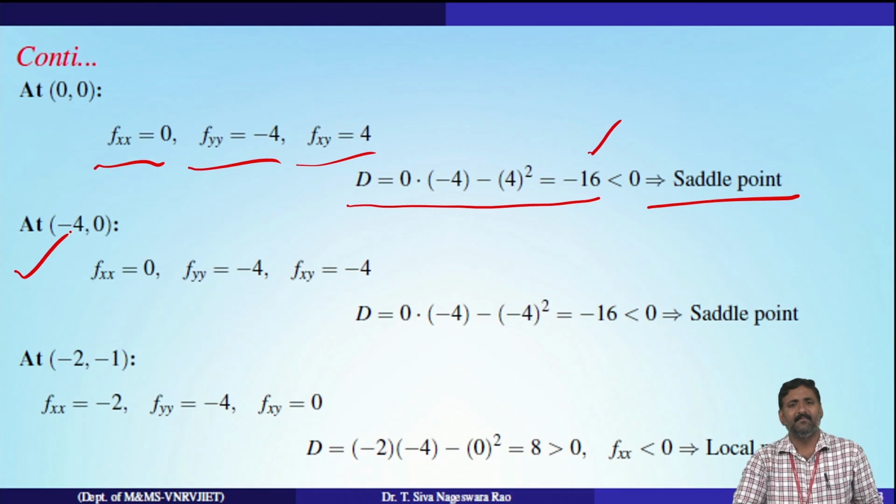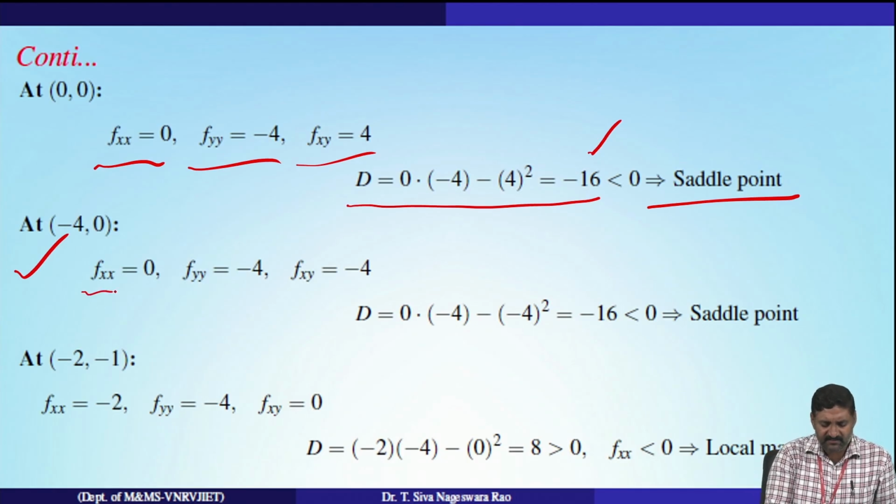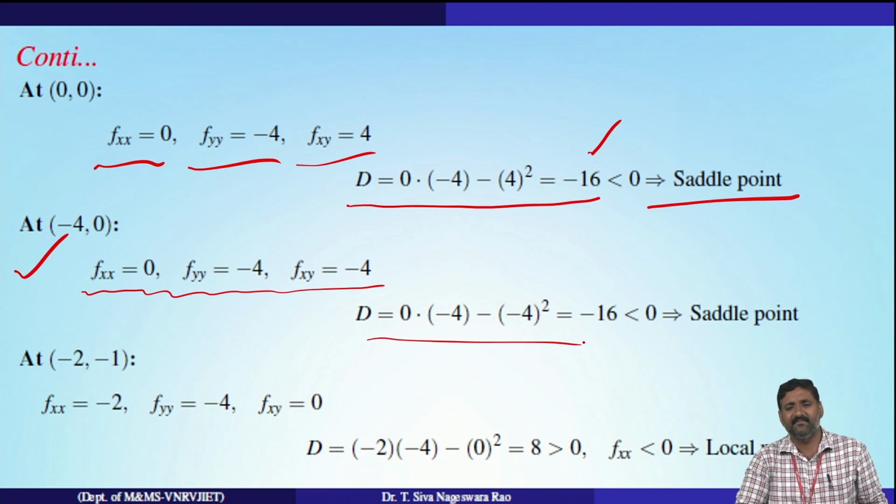Coming to the second point, (minus 4, 0). Substitute x with minus 4, y with 0 in all second order partial derivatives like fxx, fxy, fyy. So, after substituting these points into second order partial derivatives, you will have these numerical values. Next, immediately calculate D value. Again, we are getting the answer as minus 16. So, D is less than 0. Hence, the function will have neither maxima nor minima. Hence, the critical point is said to be a saddle point.